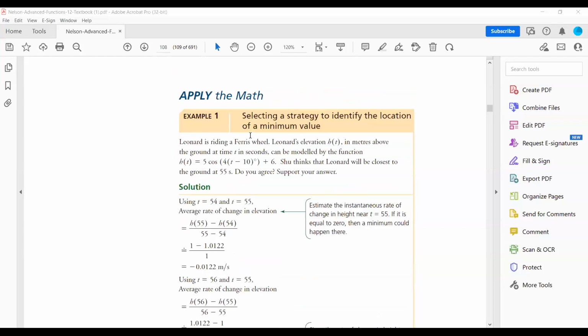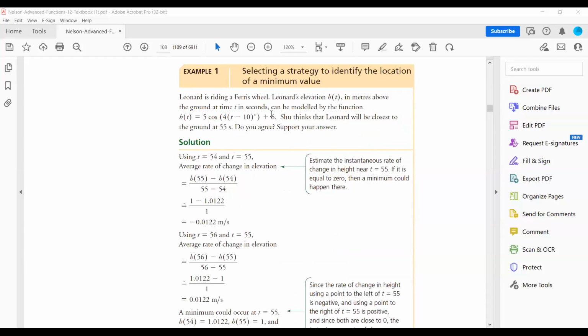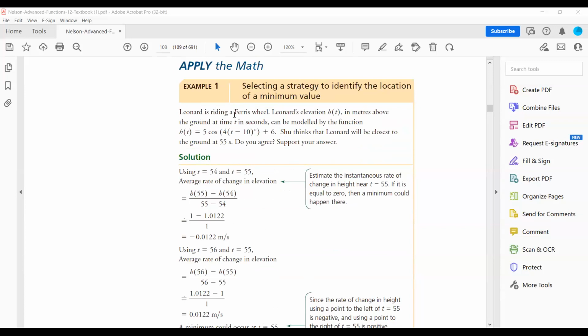So here is example number 1. Leonard is riding a Ferris wheel. Leonard's elevation h of t in meters above the ground at time t in seconds can be modeled by the function h of t equals 5 cosine (4 times (t minus 10) degrees) plus 6. Show that Leonard will be closest to the ground at 55 seconds. Do you agree? Support your answer.